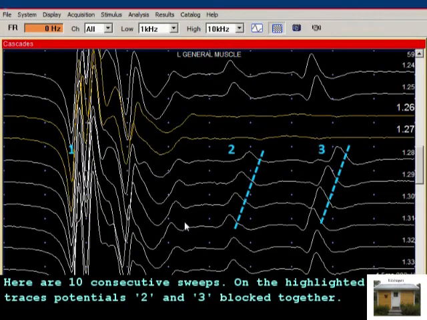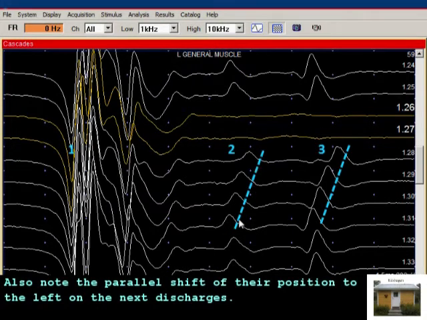Here are 10 consecutive sweeps. On the highlighted traces, potentials 2 and 3 block together. Also note the parallel shift of their position to the left on the next discharges.